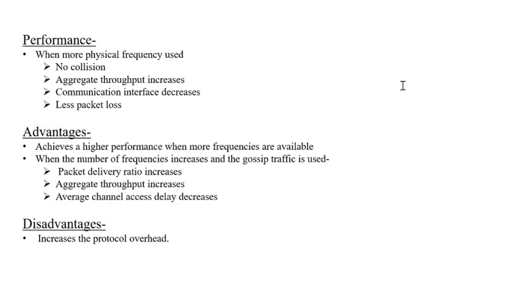Its advantage is that MMSN always achieves higher performance when more frequencies are available. When the number of frequencies increases and gossip traffic is used, the packet delivery ratio increases. The aggregate MAC throughput increases and the average channel access delay decreases, so MMSN becomes more energy efficient. Similar performance can be seen if a many-to-many traffic pattern is used.